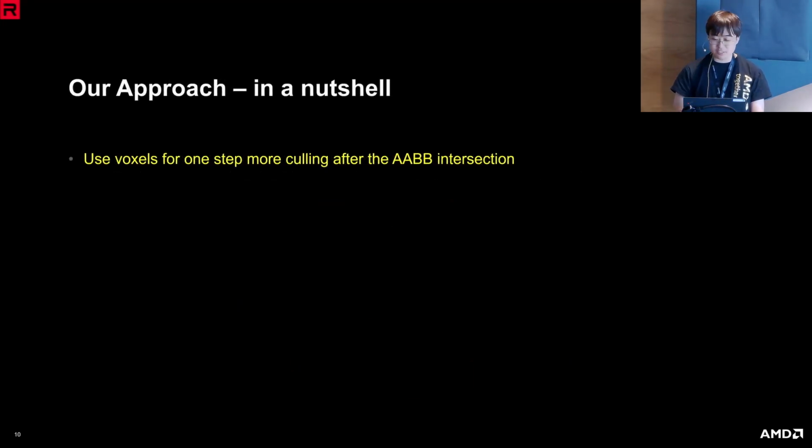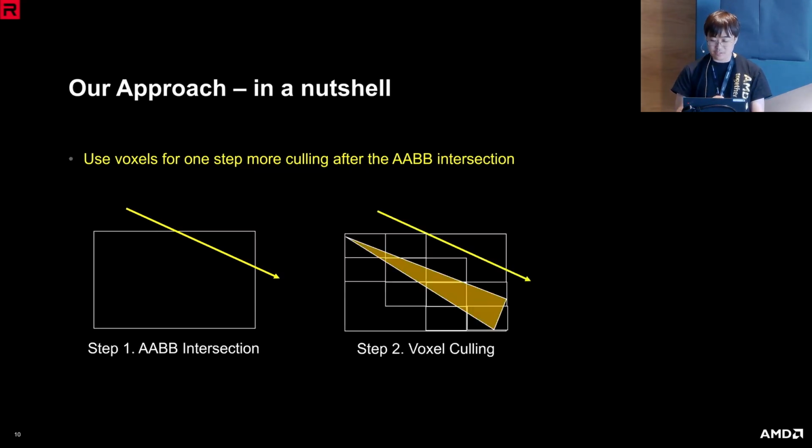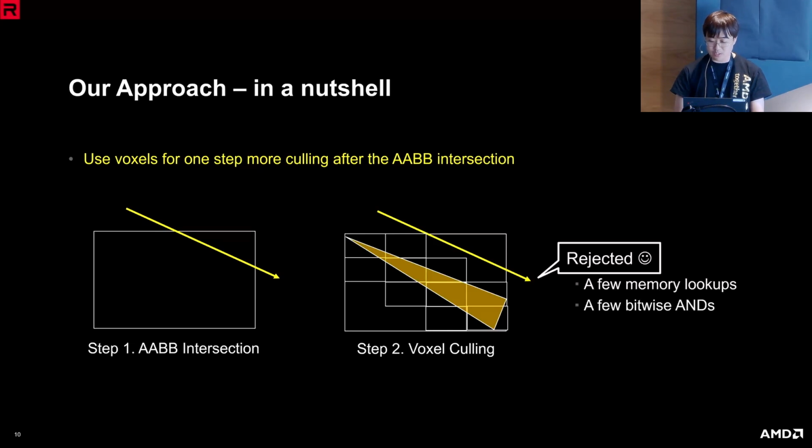So this is a short summary of the approach. Use voxels for one step more culling after the AABB intersection. First, we check AABB intersection as usual. And after that, we propose to do voxel culling with the lookup table approach so that the false positive rays are rejected by just a few memory lookups and bitwise AND operations.